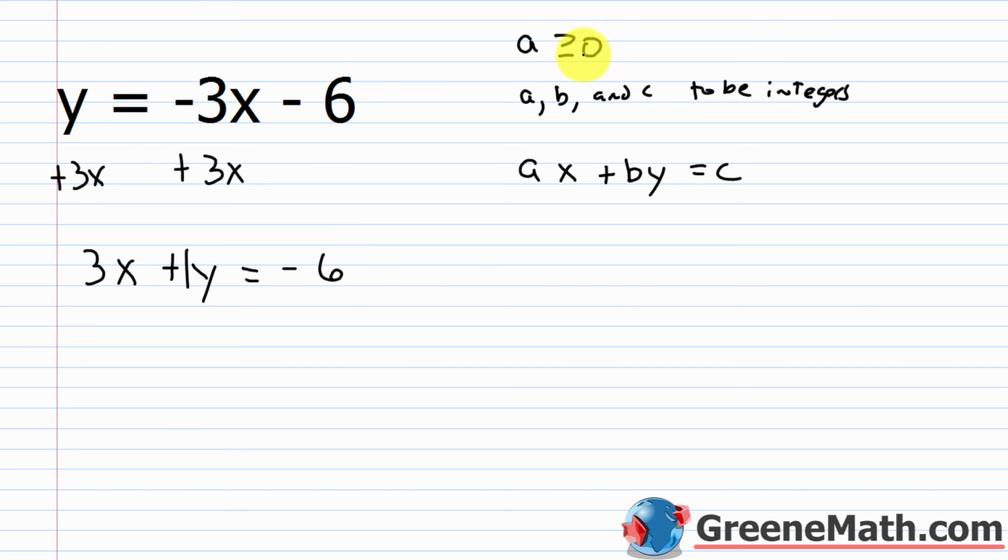And a is greater than or equal to 0. A is the coefficient on x. So we've satisfied our requirement. Very, very easy. All I had to do was add 3x to both sides of the equation. That's kind of an easier example.